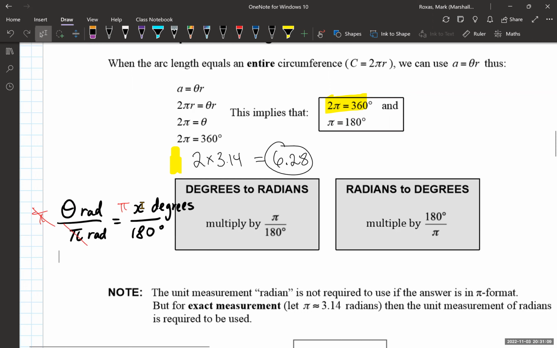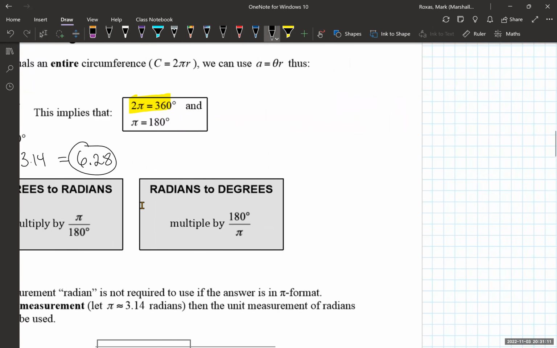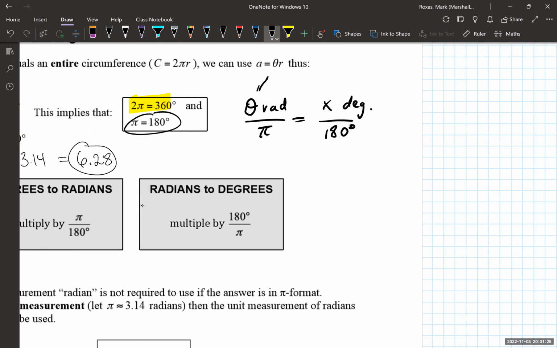Similarly, for radians to degrees, if I have theta radians over pi, and the conversion is pi equals 180, then on the top is x degrees. If I have radians to degrees, I enter how many radians, and then let's multiply both sides by 180 so that these cancel.